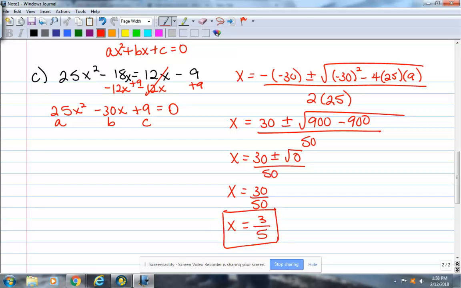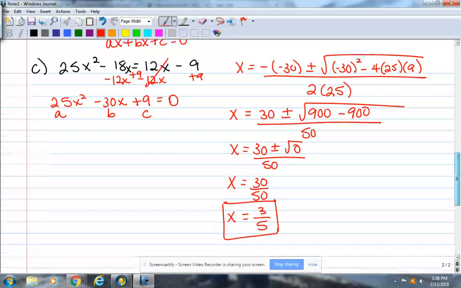How many answers did we get there? 1. 3/5 is one number. But when we get this plus and minus stuff going on, how many solutions do we get? 2. So those we got 2 solutions. This one we only got 1 solution. We could possibly get 2 real solutions like we've been getting, or 1 real solution, or we could have no real solutions at all, and that would happen when we have imaginary solutions. All right?